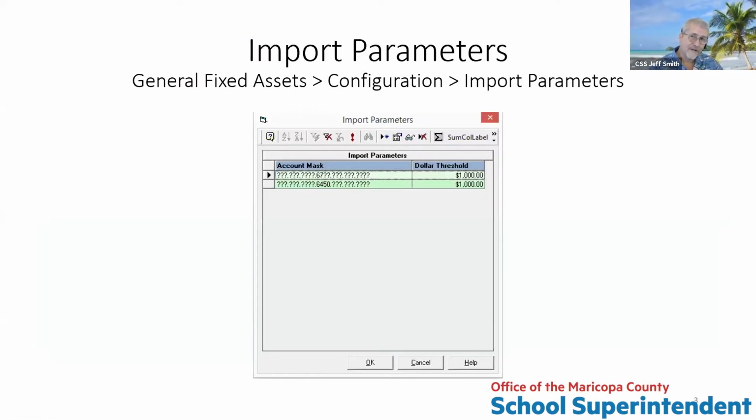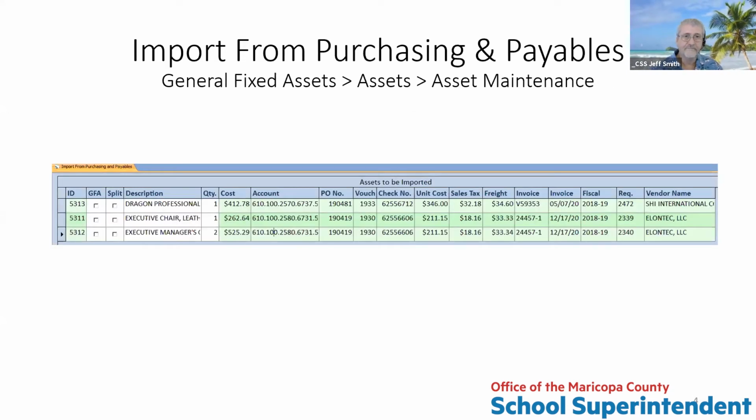So to start with, if you're going to import from purchases and payables, you'll need to enter your import parameters, which is located at General Fixed Assets, Configuration, Import Parameters. You can set up an account mask and your threshold for the items to be imported. Anything over the threshold will be considered a general fixed asset. Then you're ready to go ahead and import.